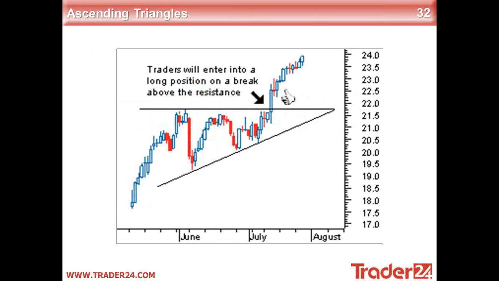Okay, so here's an ascending triangle. Traders will enter into a long position on a break above the resistance. So we'll see there that it does have a big, nice break through the horizontal line. It stays up there. That candle completes up there. There's a little bit of indecision around here, but that's fine. I'm happy to buy at this point, and off I go.